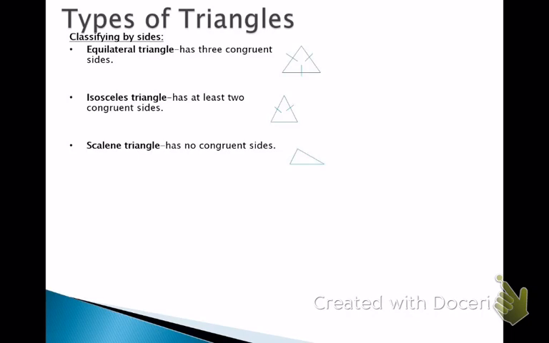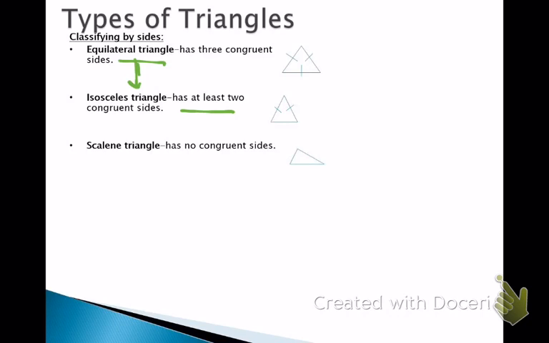Now, one thing I do want to point out is that in an isosceles triangle, the definition is that it has at least two congruent sides. And so what you'll see happen sometimes is that if a triangle has three congruent sides, then it is an equilateral triangle, but it's also considered an isosceles triangle because it does have at least two congruent sides. So an equilateral triangle is also considered isosceles for that reason.